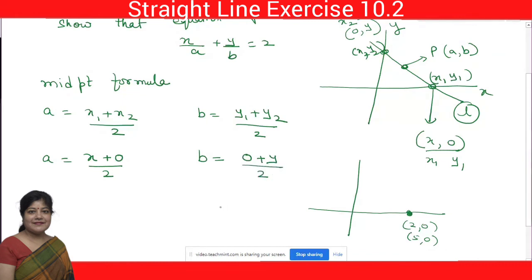Yes or no? Yes, ma'am. Just think for a while. We have x1, y1, x2, y2. Value of x1 becomes x and 0. And here it becomes 0 comma y. Now substitute the values. Clear? So value of x becomes 2a, value of y becomes 2b.